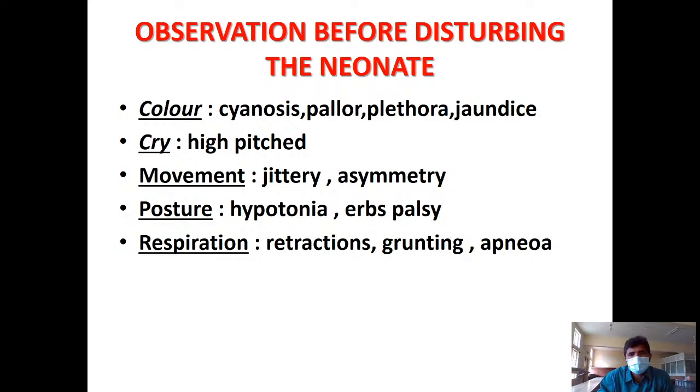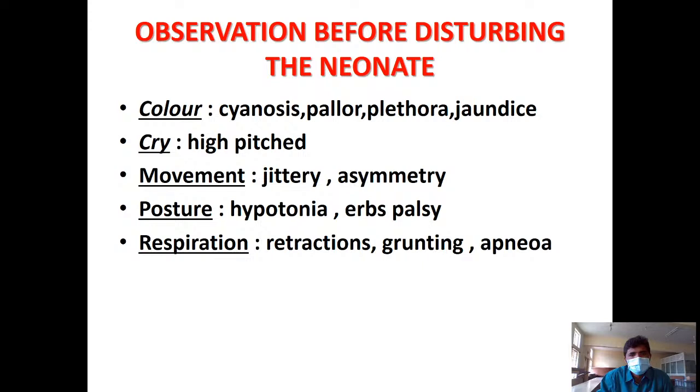What are all the things you can look at in the baby without disturbing the neonate? The first thing is color. A healthy neonate usually appears pink in color. Other colors you can come across are bluish discoloration when the baby is cyanotic. When the baby is anemic, you can have a paler neonate. When the baby is plethoric, you have a ruddiness, bright red or dark red in color. When the baby has jaundice, the baby might appear yellowish. These things can be observed without disturbing the baby.